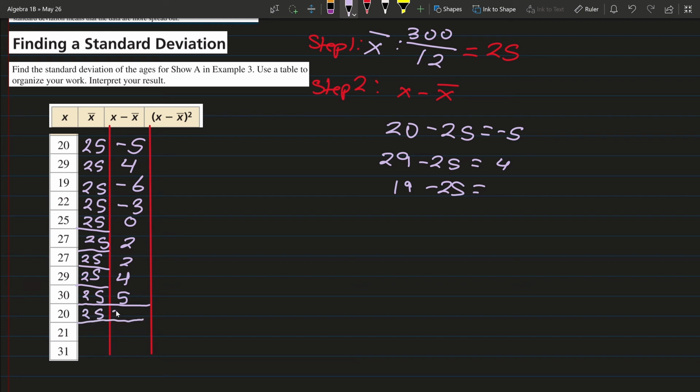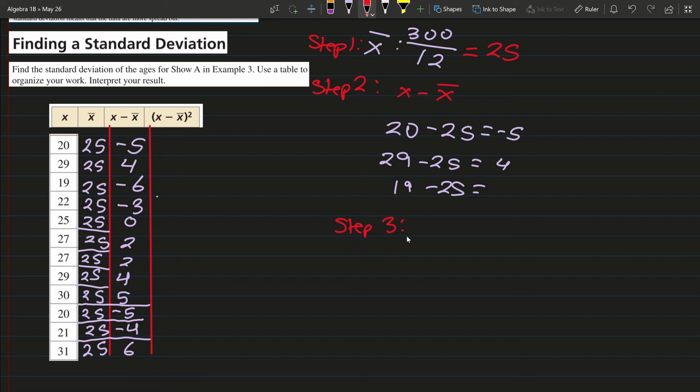20 minus 25 is negative 5. 21 minus 25 is negative 4. 31 minus 25 is equal to 6. And once you subtract all of them, you're now going to square everything in here. All right, so let's go ahead and square it. Negative 5 squared is 25. So I'll write it down right here too.